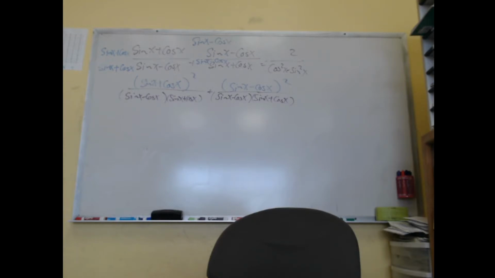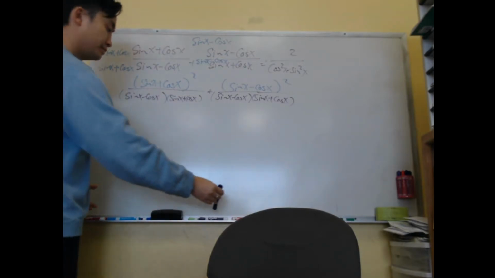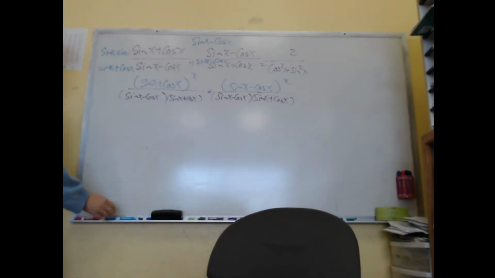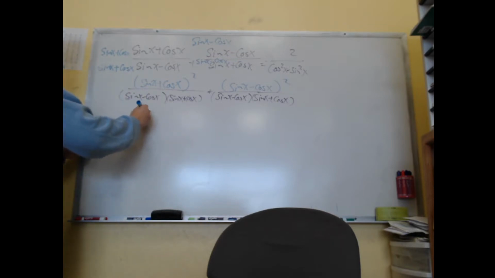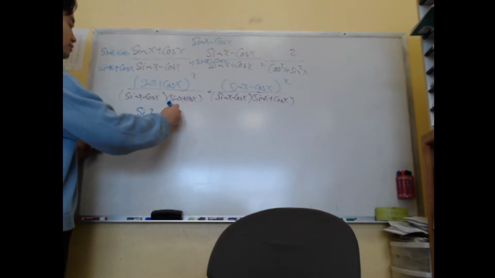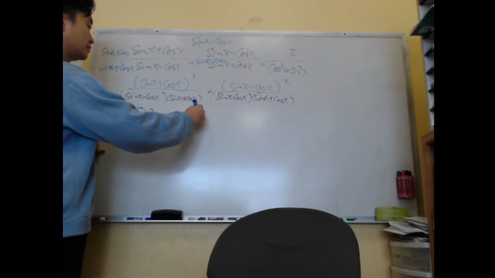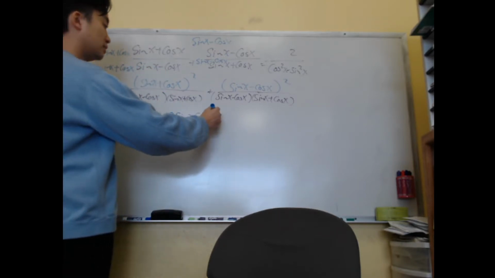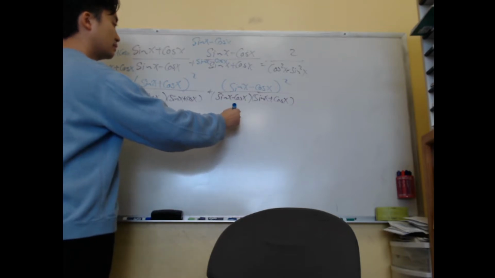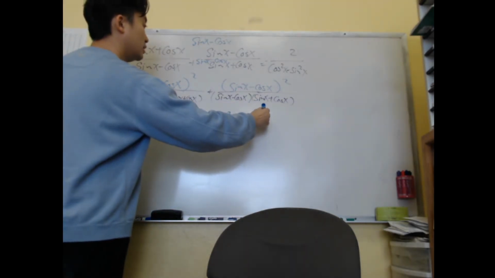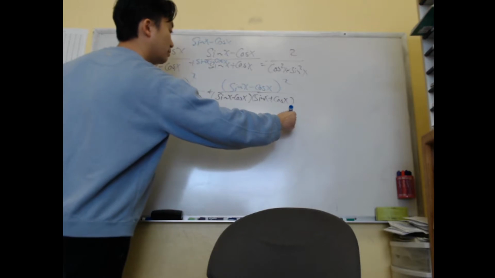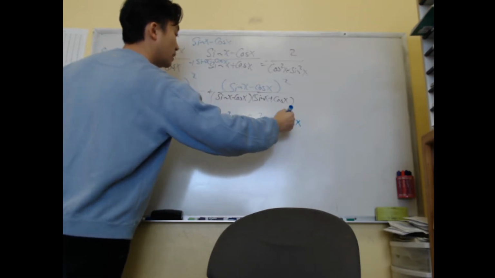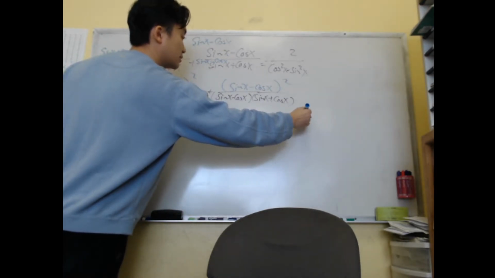Same denominator. What can we do with those two numerators? What happens once you combine them? Well, this one is sine square of x plus 2 sine x cosine x, because you want to expand it, right? Plus cosine square of x. The other one is quite similar. That one is 2 minus 2 sine x cosine x.